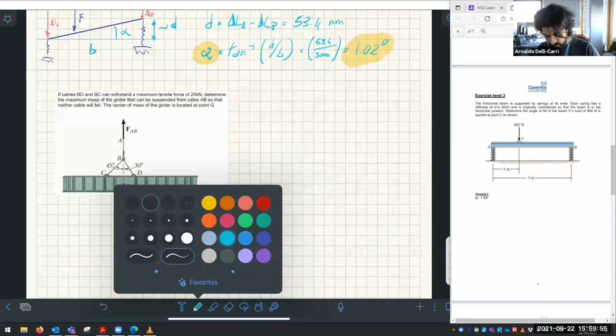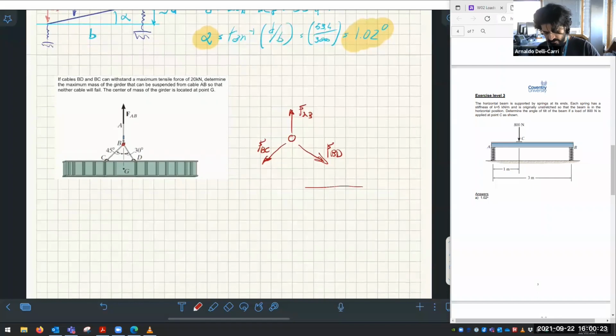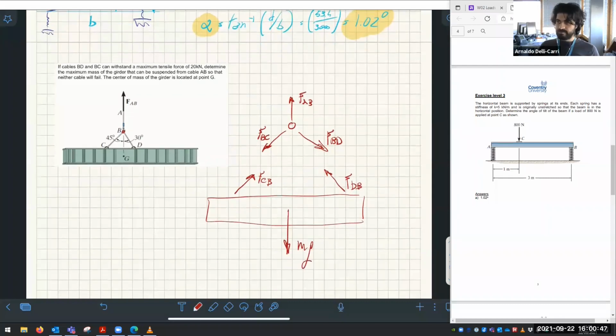Now, ideally, what you want to do here is that you know that the forces, let's do the free body diagram of B. Then you have FAB, FBC and FBD. And the other free body diagram that you have to do is the free body diagram of the girder itself. And this is FCB and FDB and the mass mg. Okay. So this, you don't know anything about this yet.